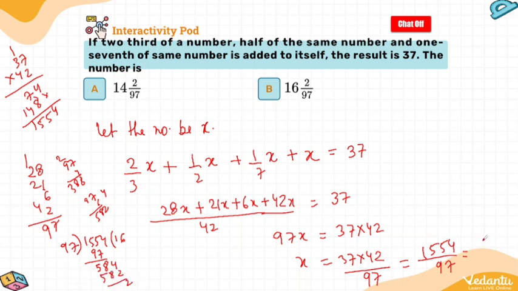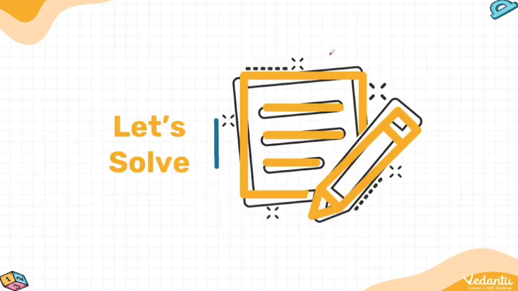So definitely we can write here 97 into 16, plus 2, that gives 1554 by 97. So we can write in the form of mixed number 16 2 by 97, and this is the correct answer, students. Okay, so this is how we can do.